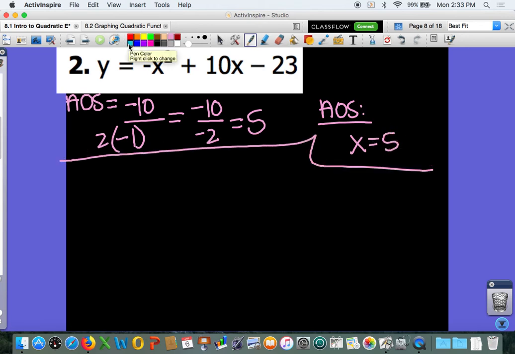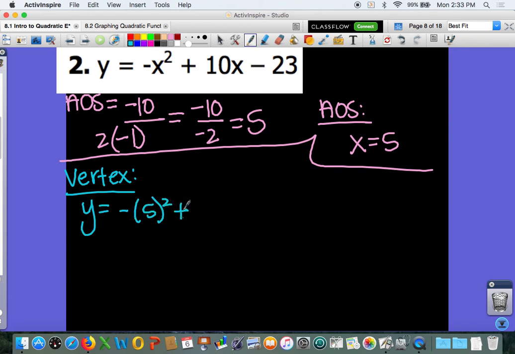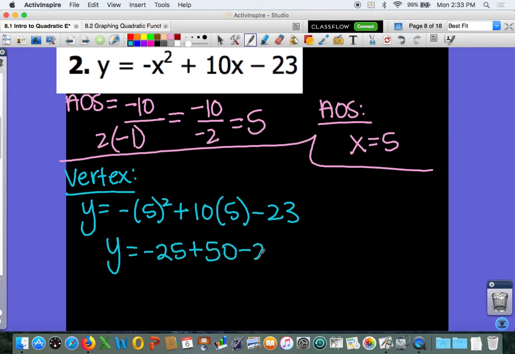The next thing that you do is find the vertex. To find the vertex, you would just plug in your 5 everywhere you see your x. So it would be negative 5 squared plus 10 times 5 minus 23. So if you simplify this, it would be negative 25 plus 50 minus 23, which would give you y is 2. So your vertex would be 5, 2.